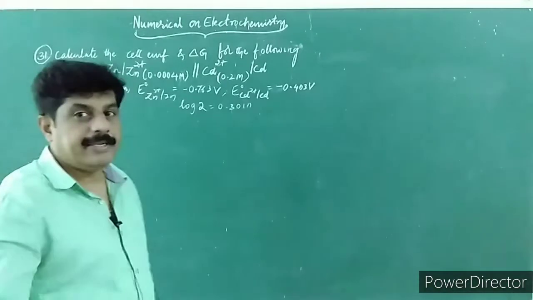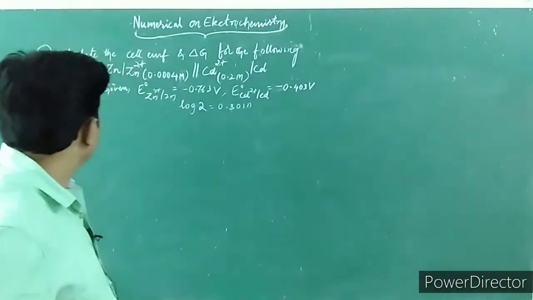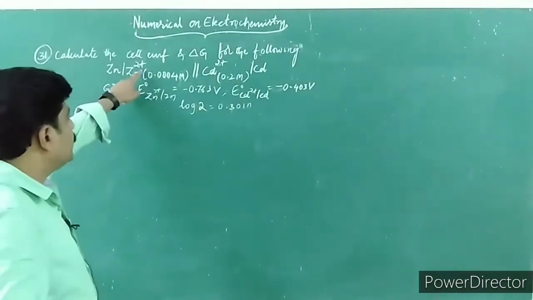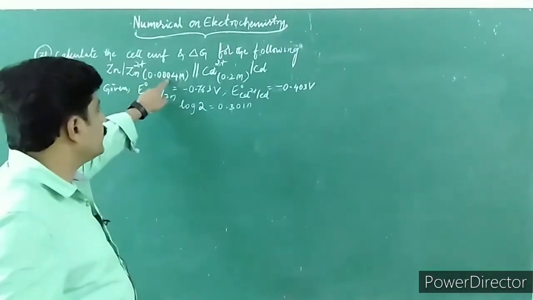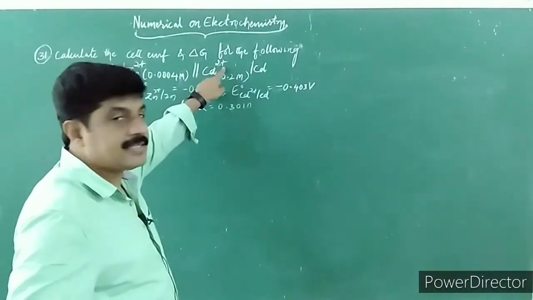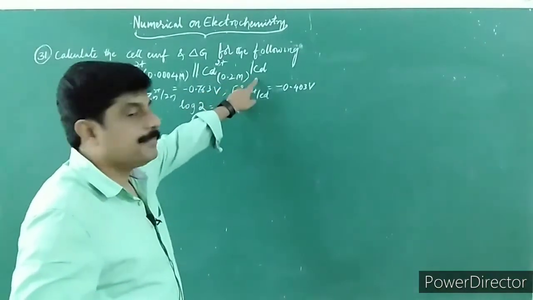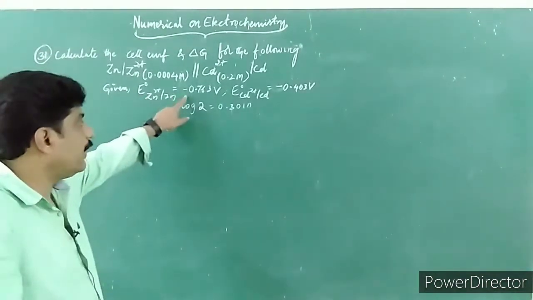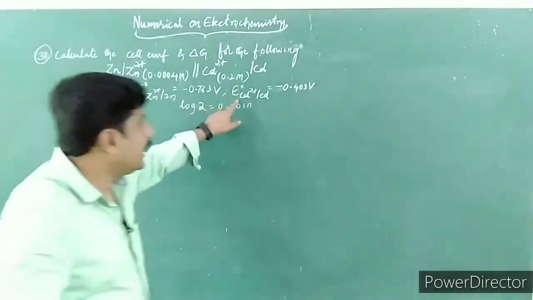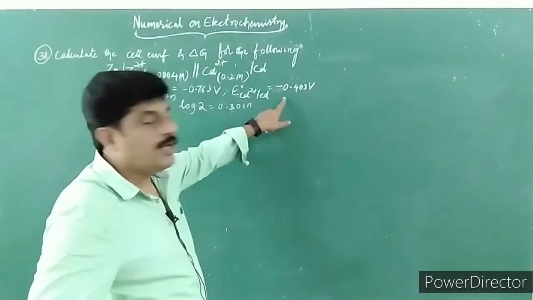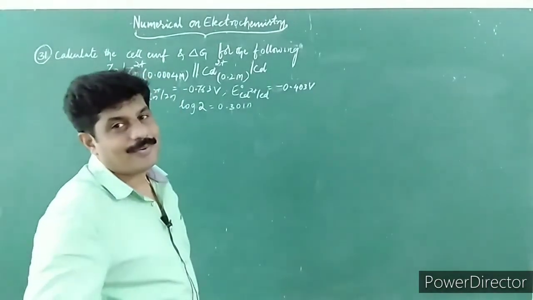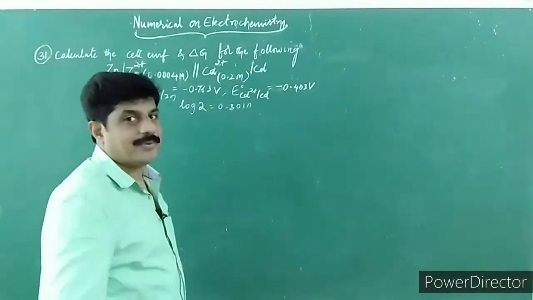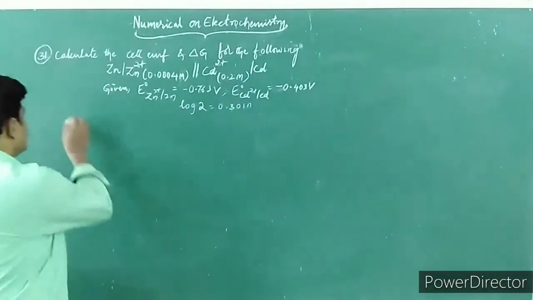Children, let me take up one more numerical of the same type. Calculate the cell EMF and delta G for the following. Zn | Zn2+ of molar concentration 0.0004 molar || Cd2+ of molar concentration 0.2 molar | Cd. Given standard reduction potential of Zn2+/Zn is equal to minus 0.763 volts and standard reduction potential of Cd2+/Cd is equal to minus 0.403 volt. Given log 2 is equal to 0.3010. Children, let me solve the numerical for you.